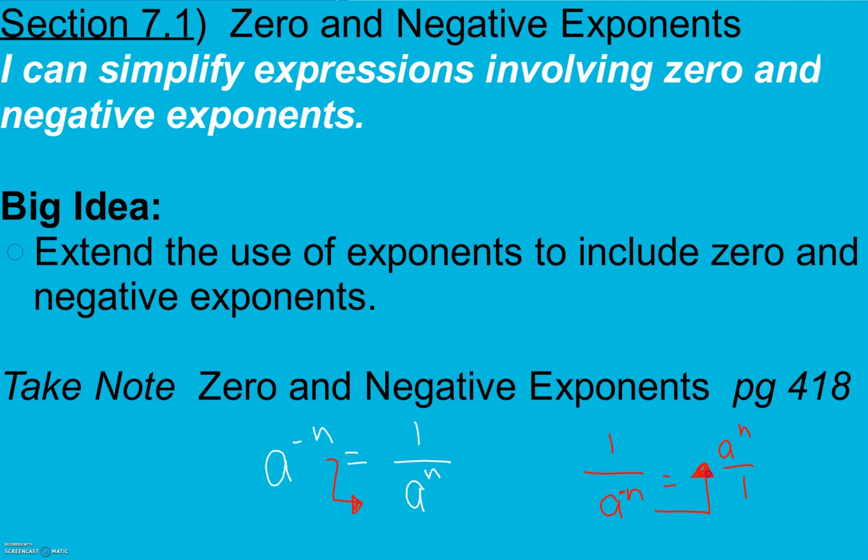Okay, so to change it from negative to positive, and we're not talking about the value itself, we're talking about the exponent, we move it to the opposite part of our fraction. So from numerator to denominator, or vice versa.